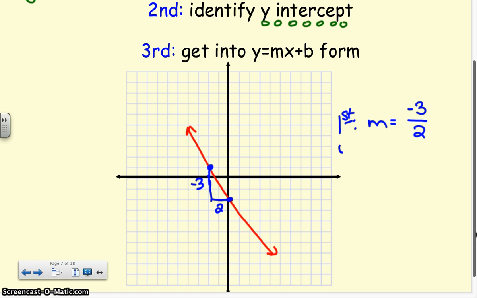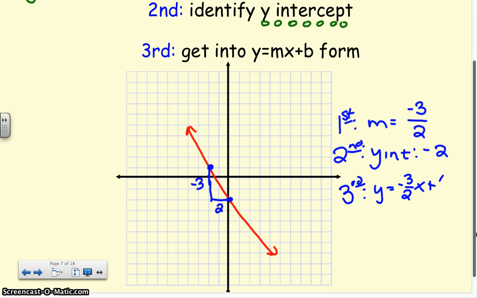My y-intercept, that's my second step. Identify my y-intercept. And I cross the y-axis at -2. Step 3, pull it all together. And I get y is equal to m, which is -3 over 2, times x plus the y-intercept. Simplify that. y is equal to -3/2 x minus 2.